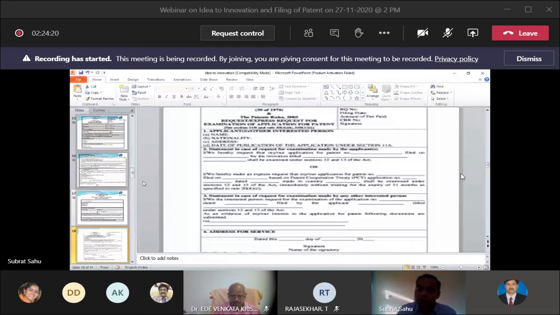So this is the awareness we must have in our mind, and we must work so that within 6 to 7 months in the expedited way we get a patent, or in the ordinary way within 12 to 13 months we get a patent. So this is why we are saying these things.